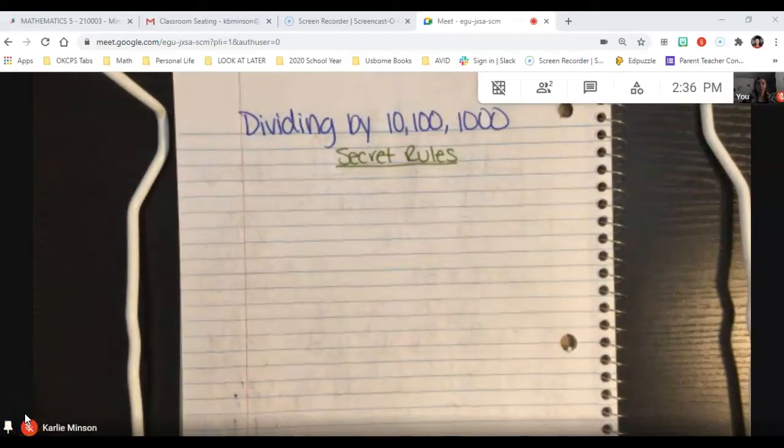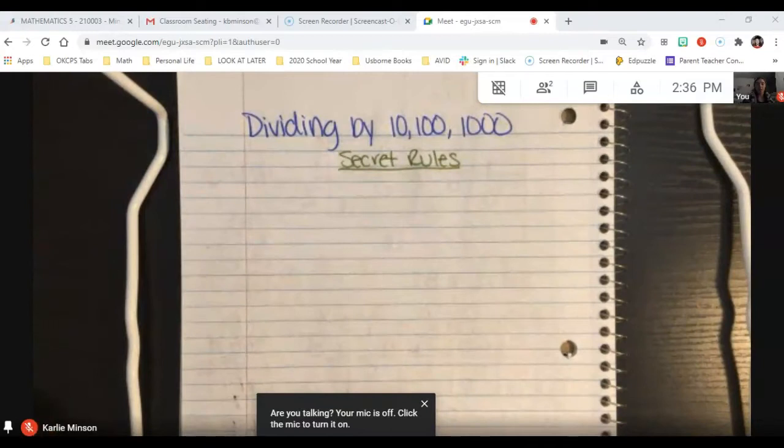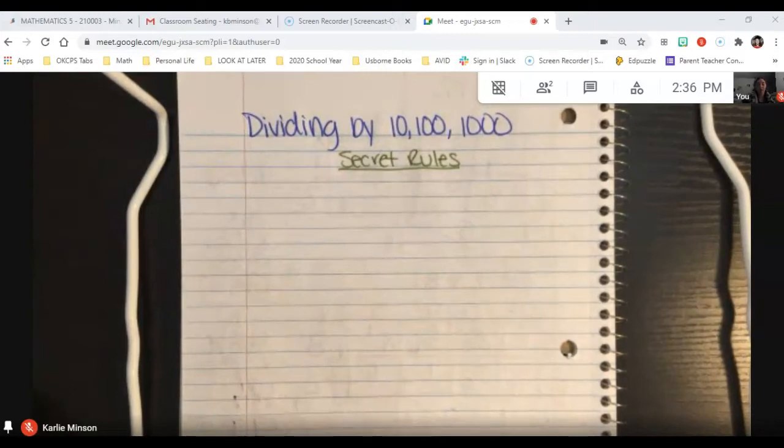In this video, we're going to be talking about dividing by tens, hundreds, and thousands. When we multiplied by tens, hundreds, and thousands, we just added zeros to the end of the number, or we moved places left in the place value chart. So when we're dividing, since dividing is an inverse operation, it will be doing the opposite.